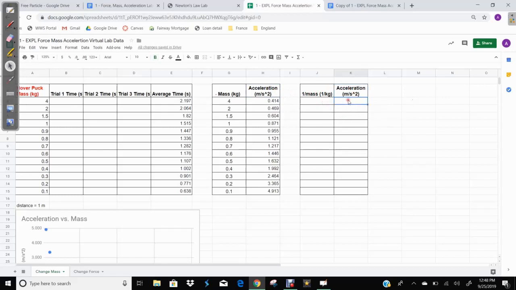Okay, so the acceleration values, you can just hit the equal sign and click on acceleration over here, hit enter, and then you can drag this down and fill in all those values. Now for the mass, we need to enter an equation because it's no longer just mass. It's equal sign 1 divided by, and then click on your mass, hit enter. It will do 1 divided by that initial mass number, and now we have 1 divided by all of our masses here. Okay, so we now have our second graph.